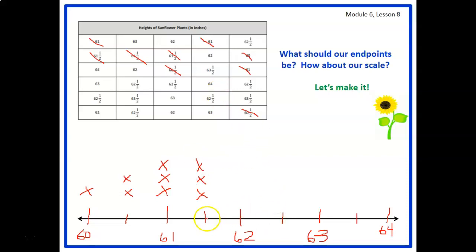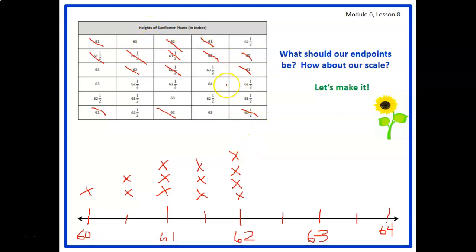Okay, next interval would be 62. 62, 62, that's 2 of those. Another 62, that's 3 of those. Oh, 4 and 5. Ooh, that's more, isn't it? 3, 4. 4 that are 62 inches high.